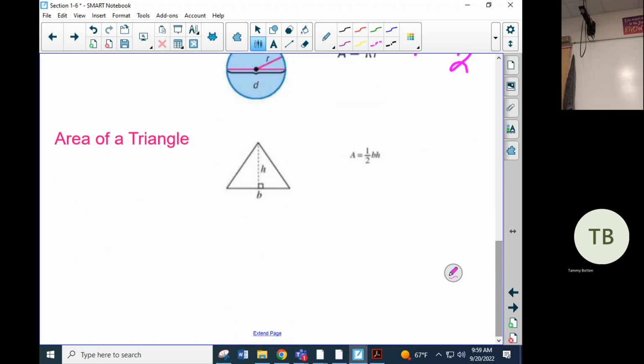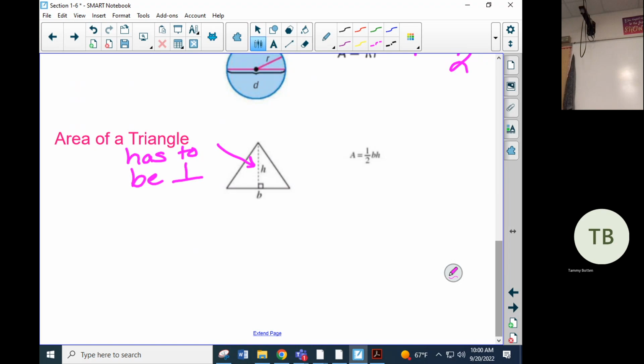Now this last one, there are actually a couple different formulas that we will use this year to find the area of a triangle. And this is the most basic one. You need to know the base and the height that is perpendicular to the base. So height has to be perpendicular, and then you would go 1/2 base times height.